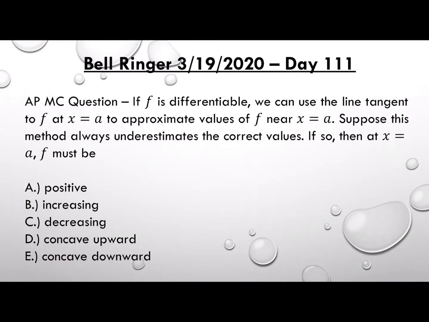If f is differentiable, we can use the line tangent to f at x equals a to approximate values of f near x equals a. Suppose this method always underestimates the correct values. If so, then at x equals a, f must be blank. So let's try to highlight some keywords here in this question.